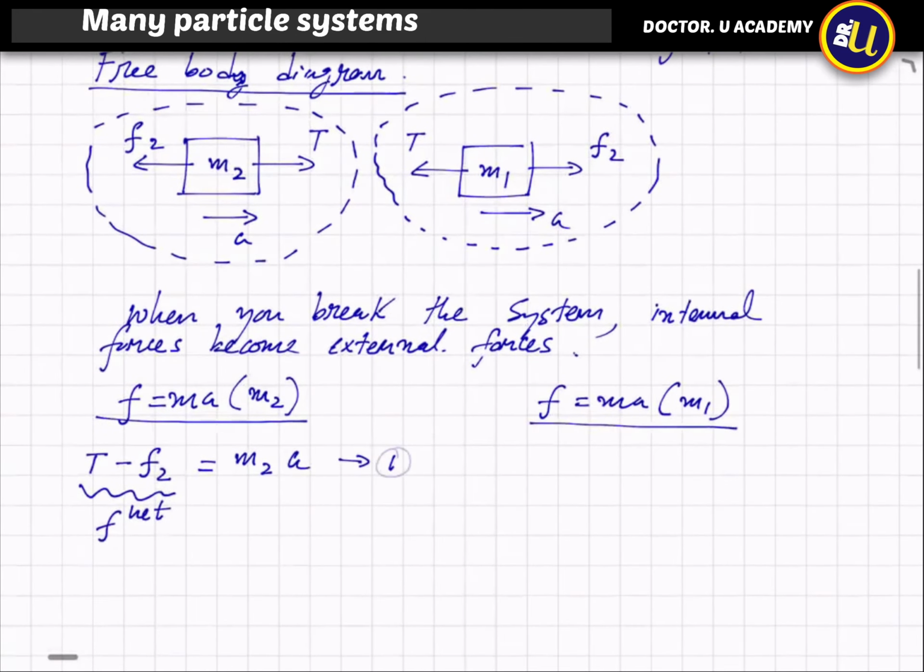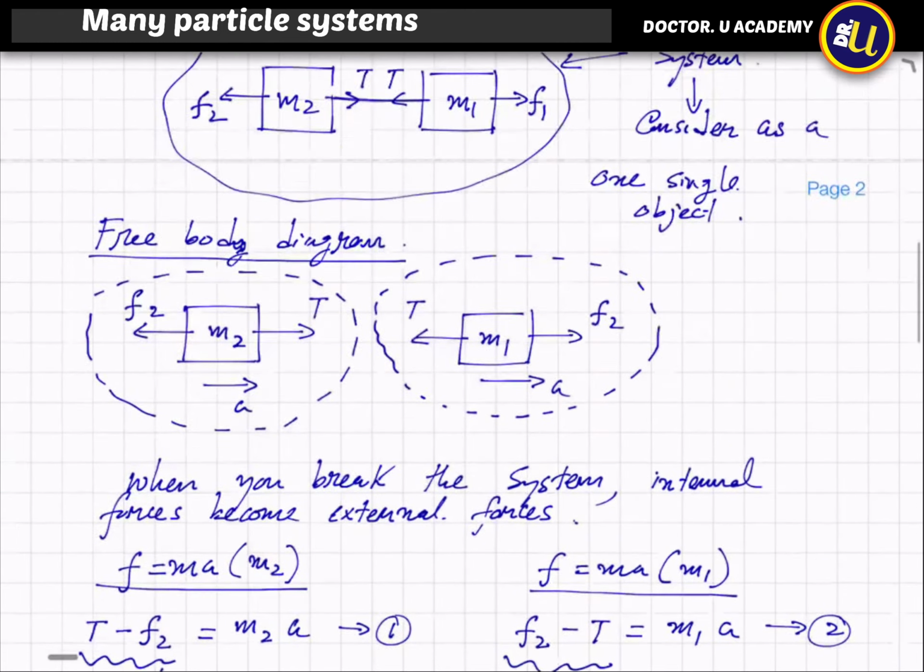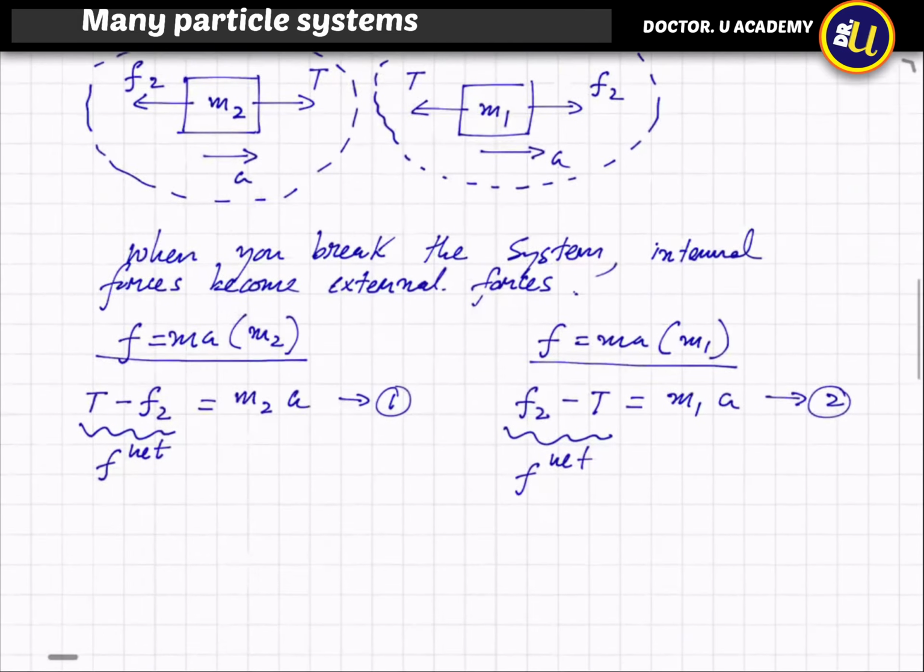If you use F = ma for the M1 mass, since it is moving in the right-hand direction, F2 minus T is equal to M1A. So this is the net force acting on the M1 mass. If you want to find T or the acceleration, we can use these equations to find those values, but we will discuss those later.